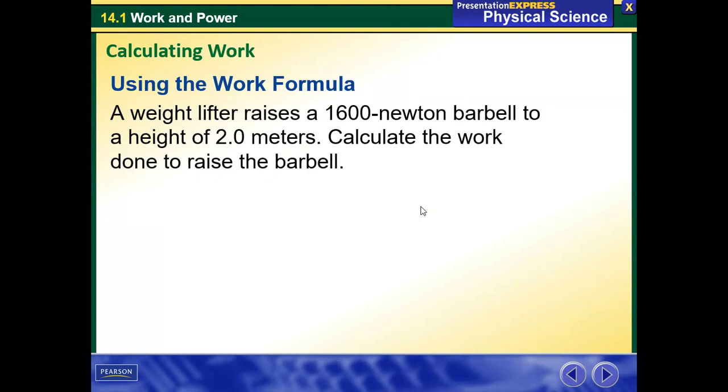Now let's use that formula. It says a weightlifter raises a 1600 Newton barbell to a height of 2 meters. Calculate the work done to raise the barbell. Okay, we got to recall our equation. Work equals force times distance. It says calculate the work, which means that's what we're trying to find. That is my unknown. That means I need to have a number for force and distance.